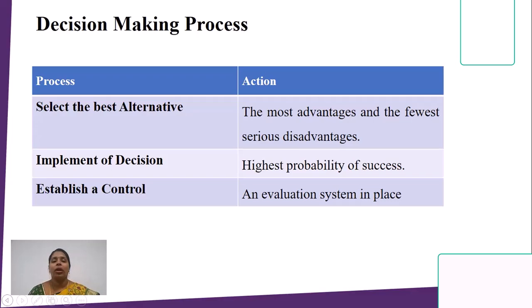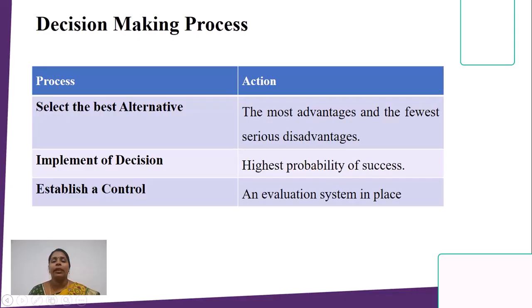After selecting the alternative, it is the duty of the managerial economist to implement the decision. Implementing the decision with more advantage will result in a high probability of success, that is, a high probability of problem solving. So implementation of the decision is a crucial and important point in the decision making process. A decision making process will not stop at this point.